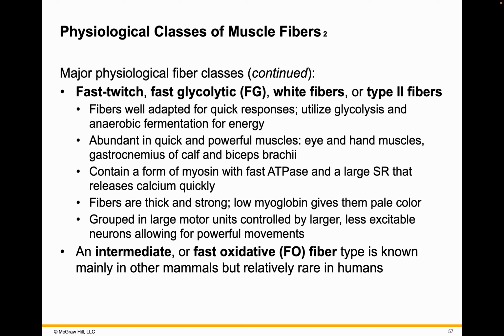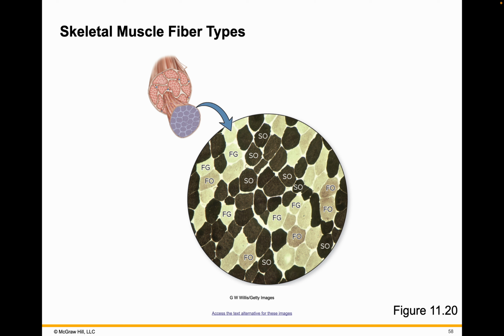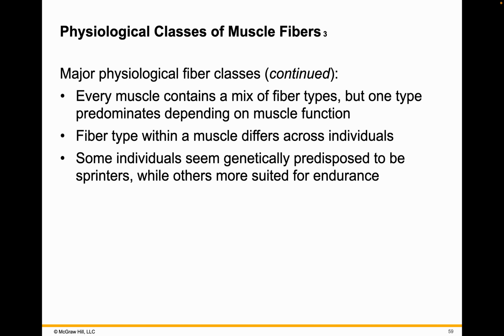We also have intermediate or fast oxidative fibers. They're mainly in other mammals, but relatively rare in humans. And here you can see that an individual fascicle will have some of each. Every muscle contains a mix of fiber types, but one type tends to predominate depending on the muscle function. Fiber type within a muscle will differ between individuals. Some individuals seem genetically predisposed to be sprinters, while others are more suited for endurance.